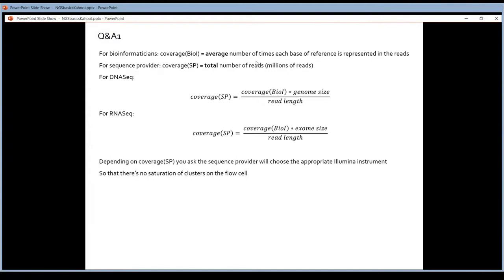And why is it important to tell your sequence provider which coverage you need? Well, your sequence provider will use that number to see which sequencer he has to use. You have sequencers where you can generate a lot of reads, and sequencers where you can't generate that many reads. So depending on what you want, he has to use a different sequencer. He has to make sure that there are not too many clusters on the flow cell. That's basically why this is important.